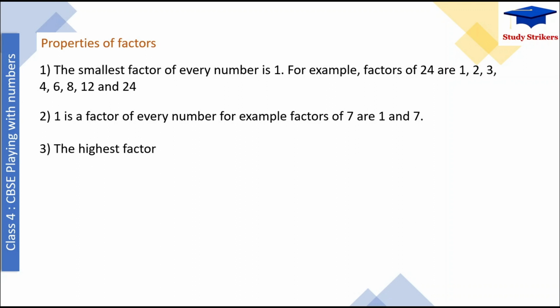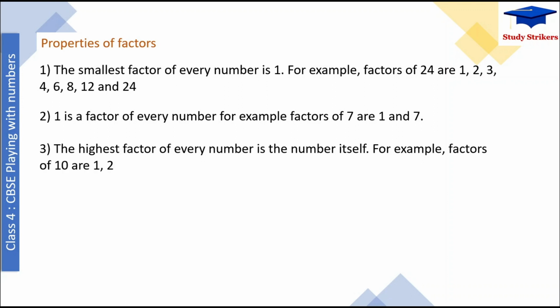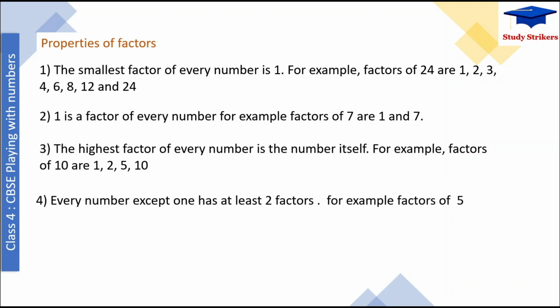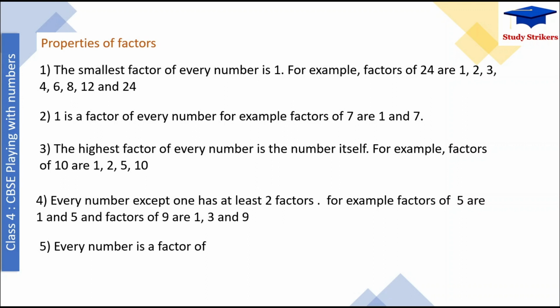Next, the highest factor of every number is the number itself. For example, factors of 10 are 1, 2, 5 and 10. Every number except 1 has at least 2 factors. For example, factors of 5 are 1 and 5 and factors of 9 are 1, 3 and 9. Finally, every number is a factor of 0. So for example, let's take an example like 0 into 6 equals 0, 0 into 120 equals 0.